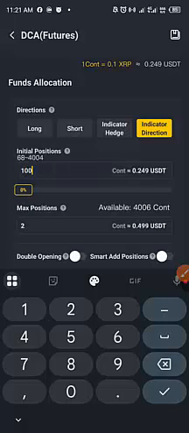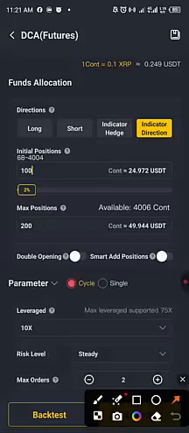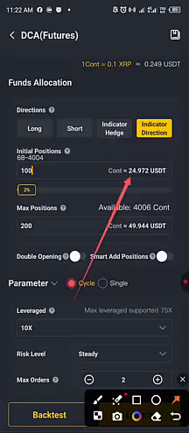Let's say 100. 100 is 24.9. So that is okay. You can see here that we have achieved a figure that is very close to 25. That is how you set it. So you are taking this trade. You are using 25 USDT to take this trade. In reality, you are using $2.5 of your money, but with your leverage, you are using 25.